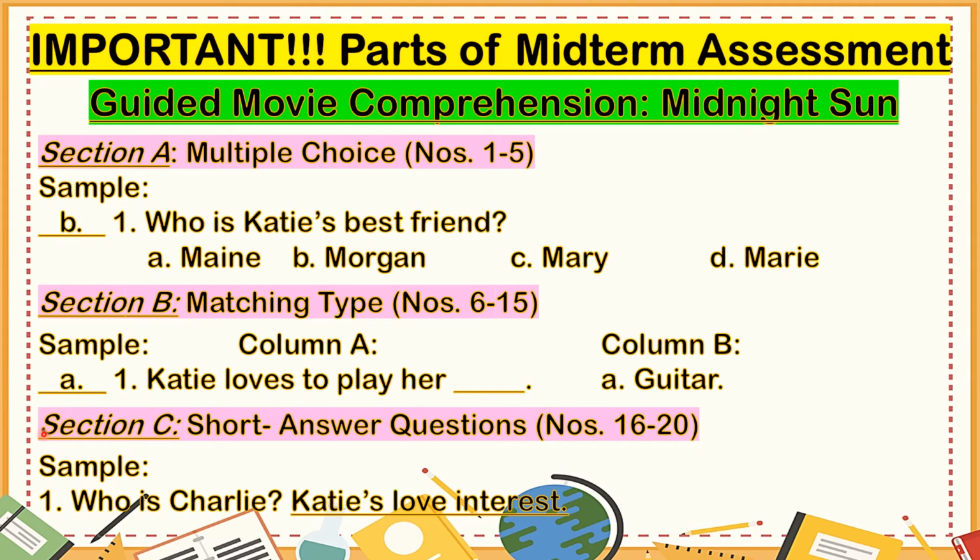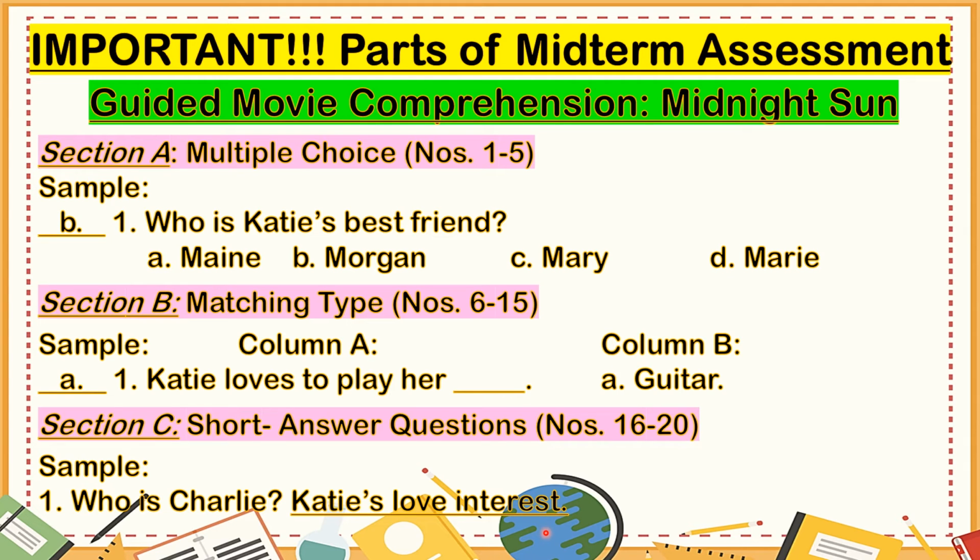Section C, short answer questions, numbers 16 to 20. Example: who is Charlie? Katie's love interest. So class, you're going to answer the question very briefly. When you say briefly, in short phrases or sentences.